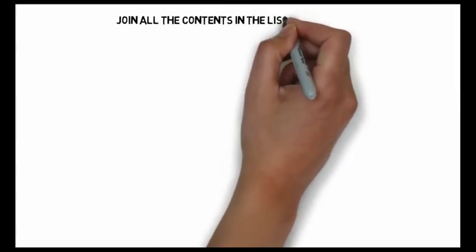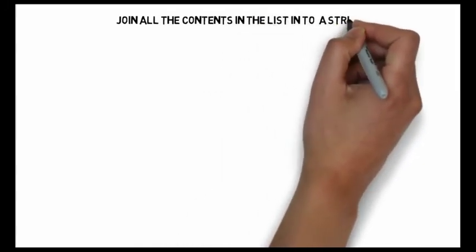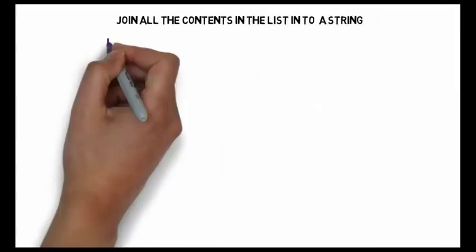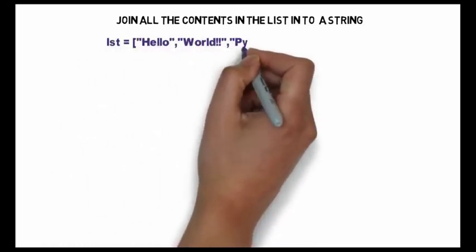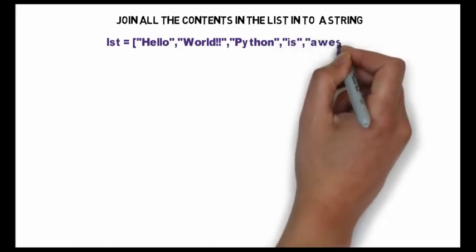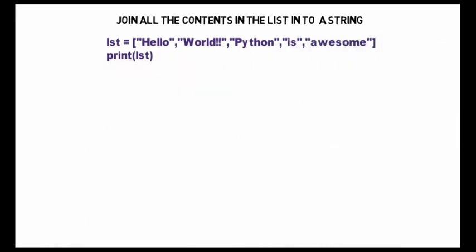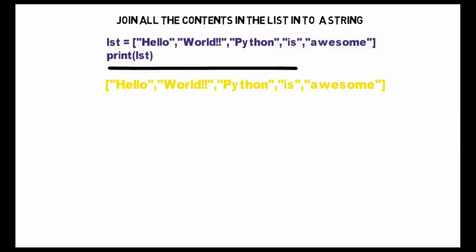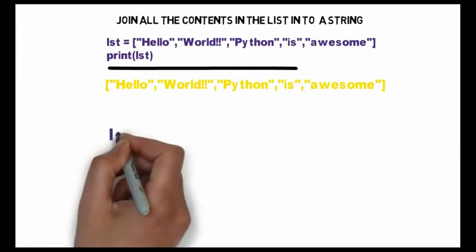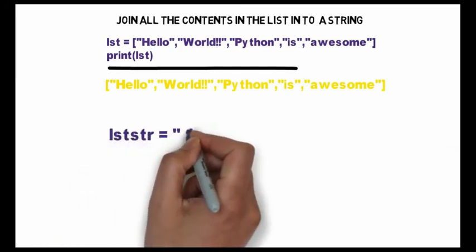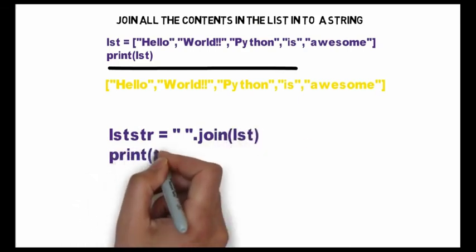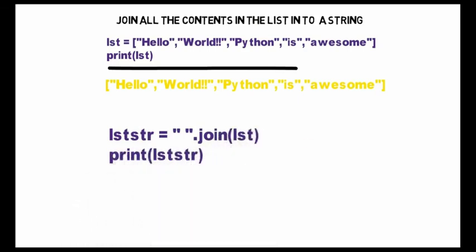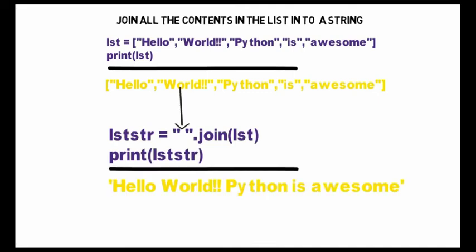Let's see how to join all the contents in the list into a string. So let's create a list lst equal to hello, world, python is awesome. In order to join each word in this list with a space in between, we can write lst_str equal to, in between the double quotes we need a space, and dot join lst. Let's print our string.